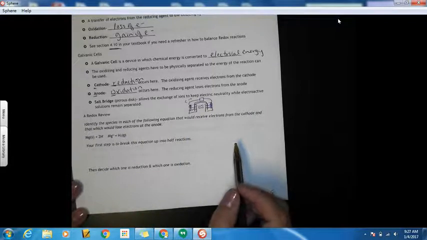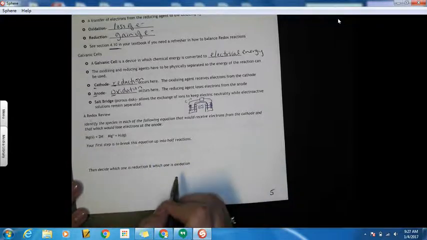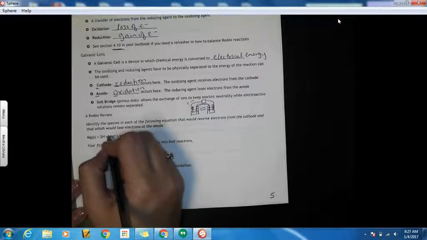Alright, so a redox review. So we want to identify the species in each of the following equations that would receive electrons from the cathode and which would lose electrons out of the anode. So in other words, what is the anode, what is the cathode? And there is an arrow missing here.